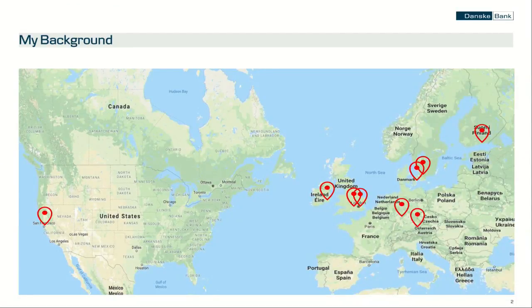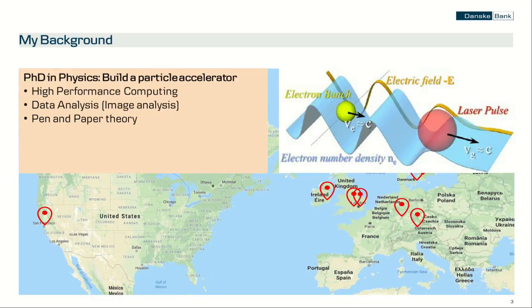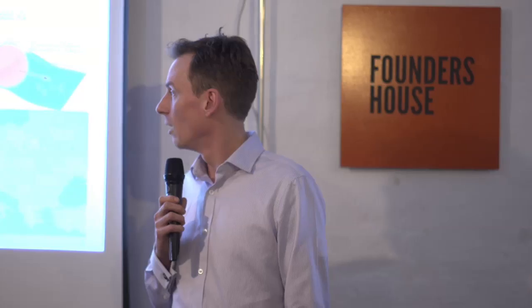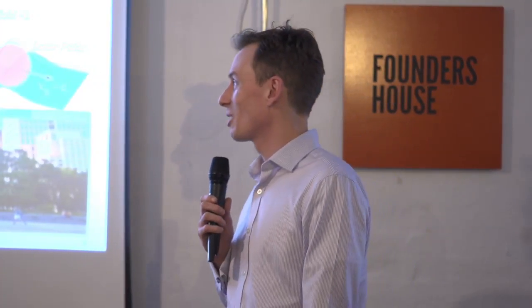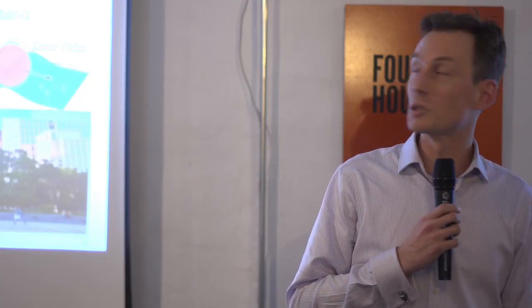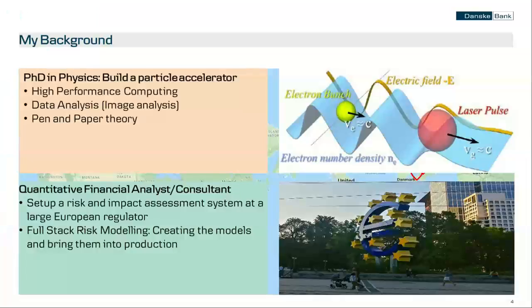I've been traveling a lot, and I finally ended up in Copenhagen after being in a lot of different countries. I'm a PhD in physics by profession, so I have a background in high-performance computing, data analysis, and pen and paper theory. Then I moved to England, went to the city and became a quant consultant, where I was more or less a full stack risk modeling guy. I was doing a lot of financial models, but also implemented them into production, typically as web apps.